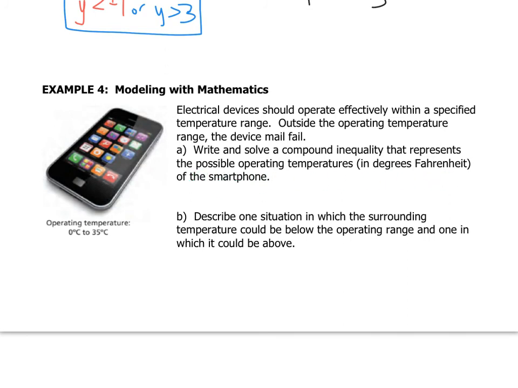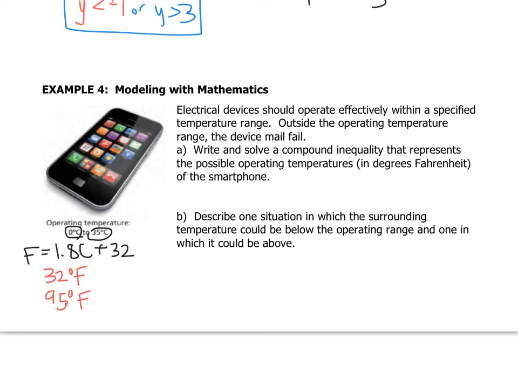So the first thing that we need to do is convert these into degrees Fahrenheit. Holy cow, how are you supposed to do that? So I will tell you that the formula for converting Celsius to Fahrenheit is F equals 1.8C plus 32. So pause the video for a second, and I want you to just calculate what 0 Celsius is and what 35 Celsius is as Fahrenheit values.